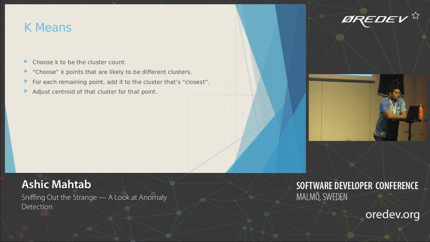OK, so that brings us to k-means clustering. Have you guys heard of k-means clustering? It's the most common way of implementing clustering. The idea is that you set out choosing a value of k, i.e. the number of clusters you're going to have. And then from your data, you pick k points that are sufficiently far apart. Again, we'll get to what far apart means. And then for each remaining point, you put it in the cluster that's closest, and then you shift the center of that cluster to be the average of all the other points.